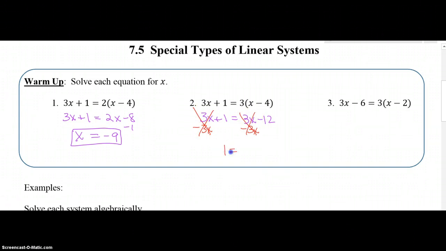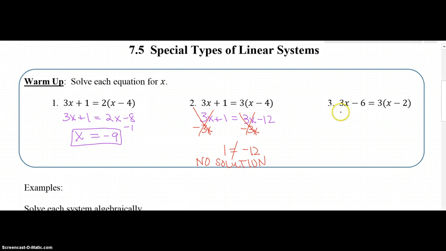And we have 1 equals negative 12. Well, that is not true. So what has happened is that all of the variables have canceled, and we have a false statement. So what does that tell us? Our answer is no solution, right? So if all of your variables cancel and you get a false statement, there's no solution.